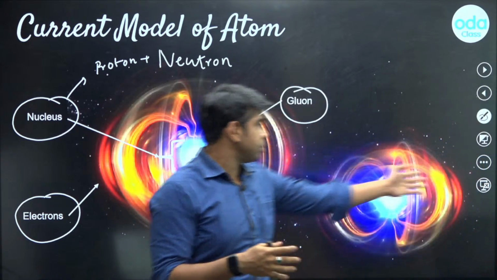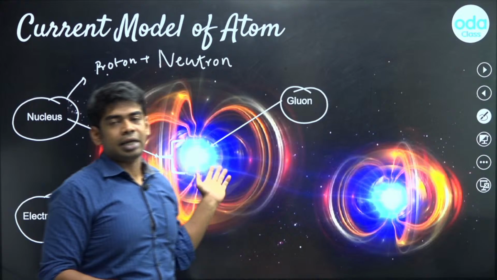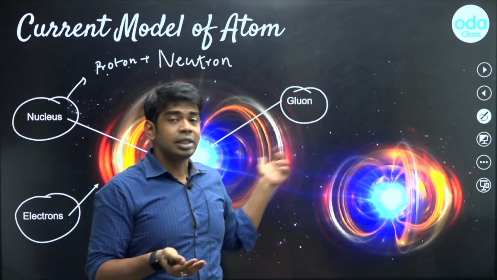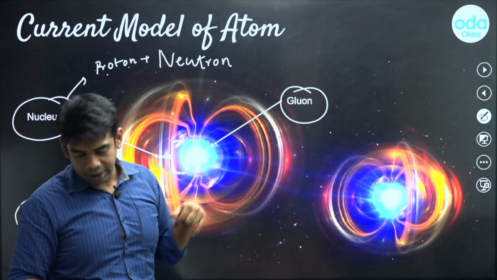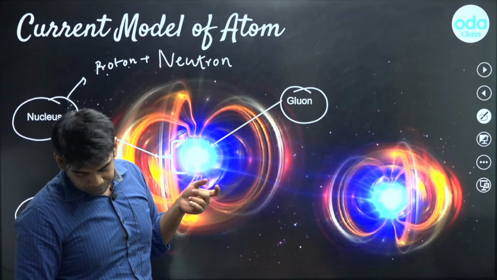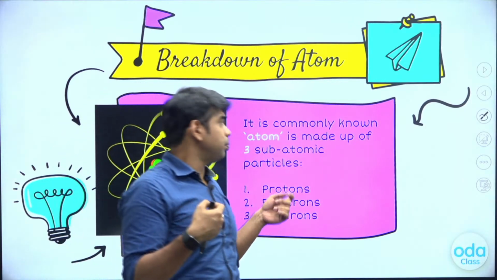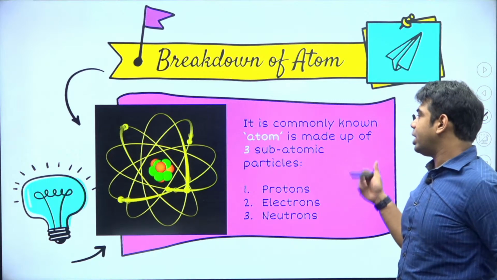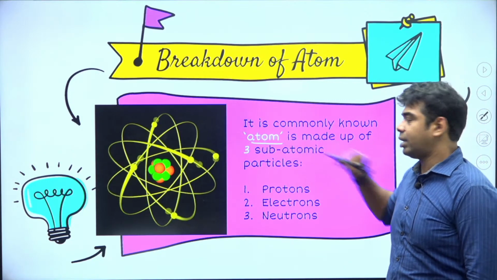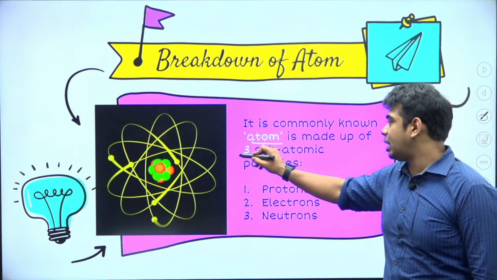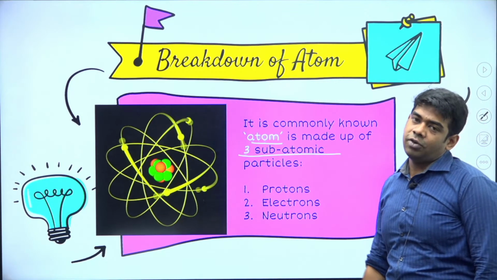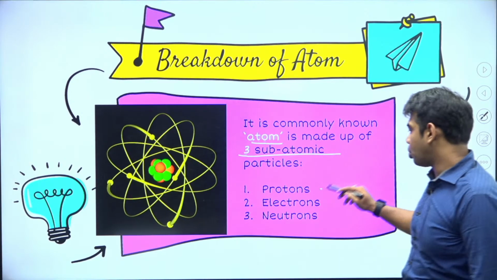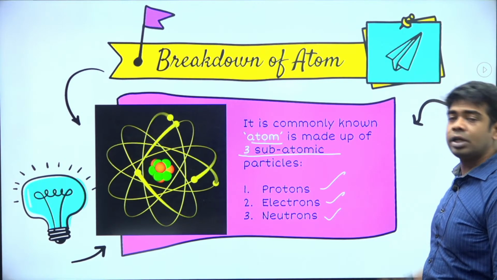If you have two atoms, how would these two interact with each other? What are the factors which will help us understand how this interaction will move ahead? So now let's start, and let's break down the atom. Here, what do you see? It is commonly known as an atom, right? An atom here is made up of three subatomic particles for the discussion we are going to have. So here you have protons, electrons, and neutrons, right?